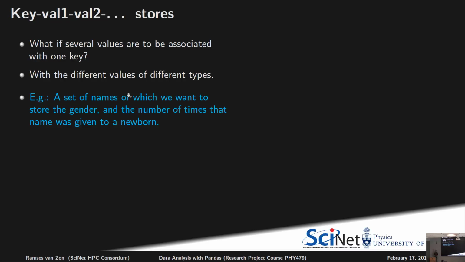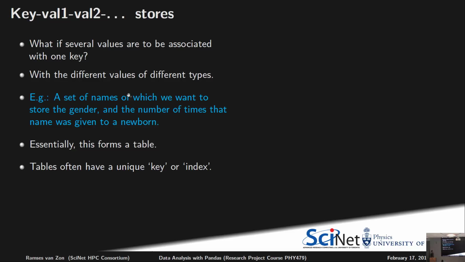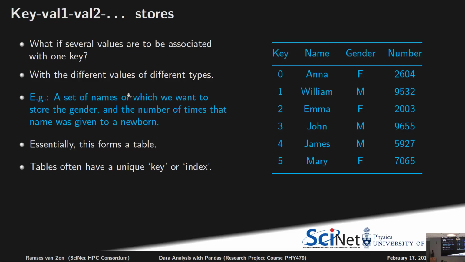So for instance, suppose that I want to associate with a set of names, the gender, and the number of times that the name was given to a newborn. So that's essentially a table. Could look like this. So here are 6 names: Anna, William, Emma, John, James, and Mary, their gender and their number. Now, each of these rows is essentially a record that I could assign to one of these dictionaries.